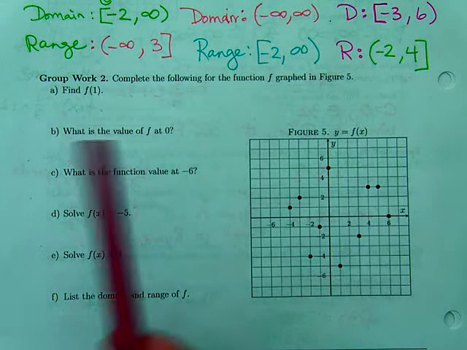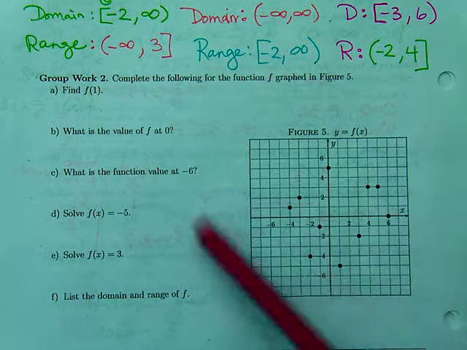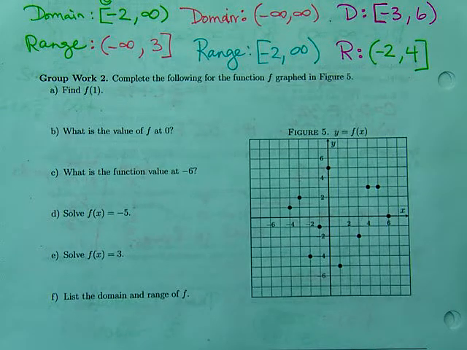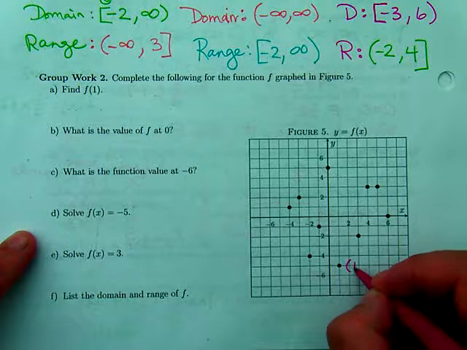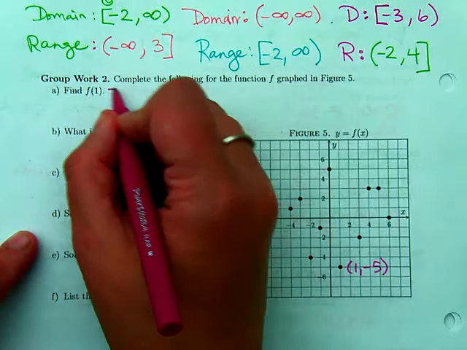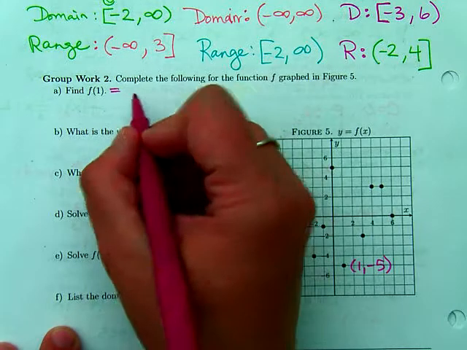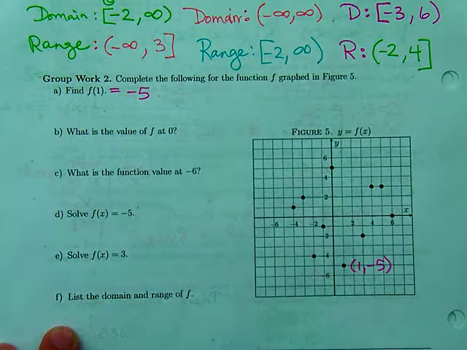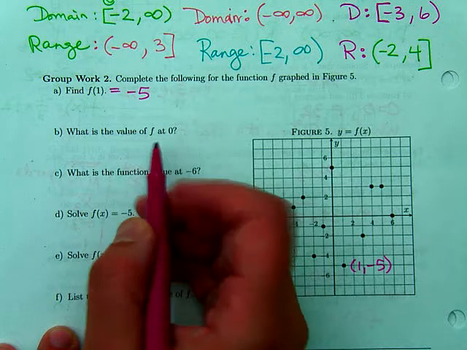So find f of 1. F of 1. So you have this scatter plot over here. This is f of x. Find f of 1. How would I do that? Look for the x value that is 1. Go down to the point. Here's the point (1, -5). So what is f of 1? Everybody says -5.